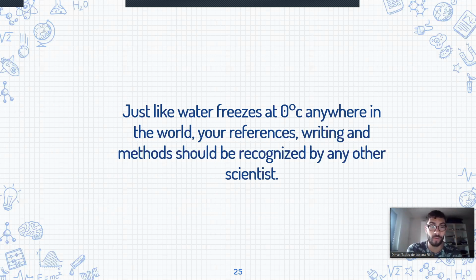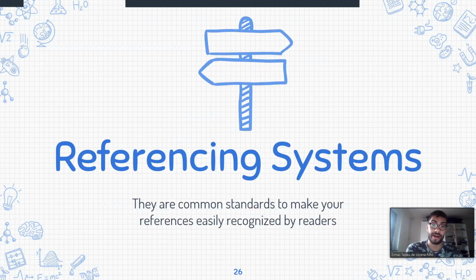Referencing systems. So what are they for? They are common standards to make your references easily recognized by readers. The whole idea, and this is the boring part in my opinion, so don't worry too much about it, is that by looking at the reference, people can immediately know what you are using and where to find the same material if they need to.